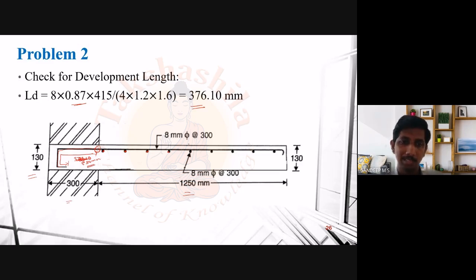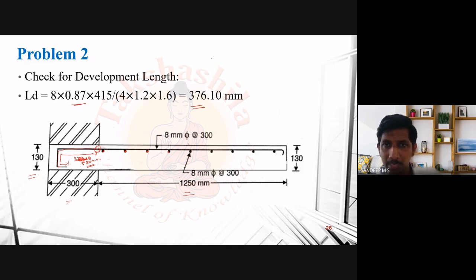Say for 5 marks, normally in the university examination they ask to show the detailing of a cantilever slab or show the detailing of a cantilever beam. What you have to focus on is, if it is a slab, you have to provide the main or primary reinforcement on top, a secondary reinforcement below that, and then show the development length and the other dimensions.